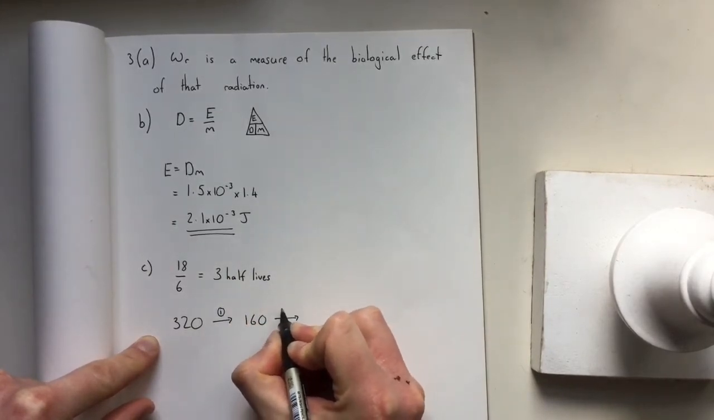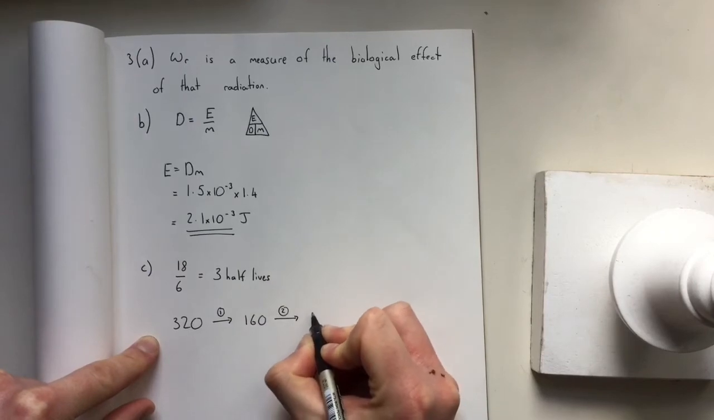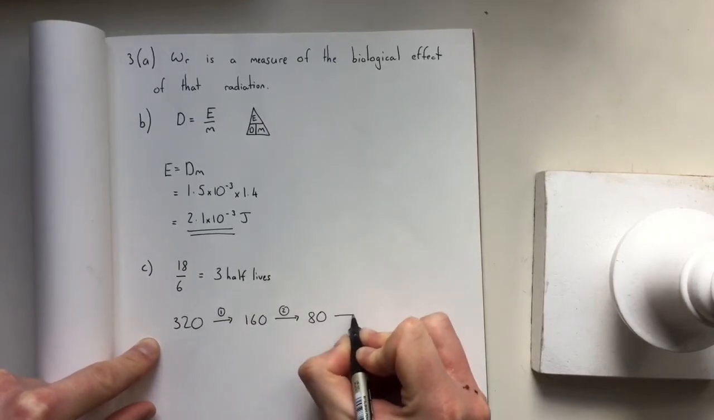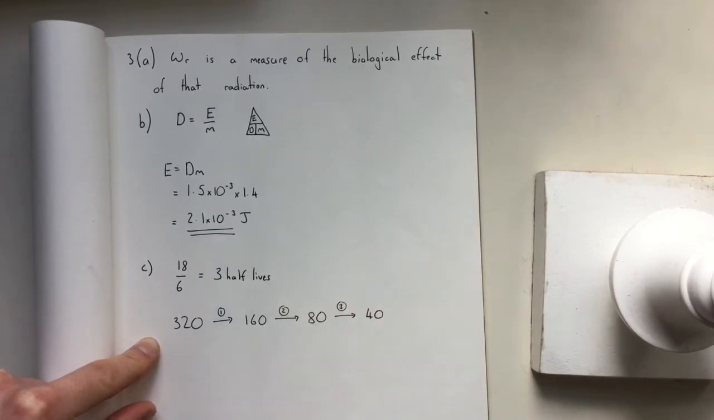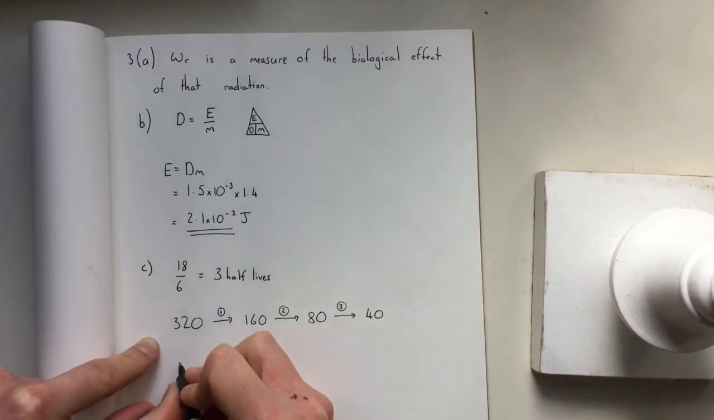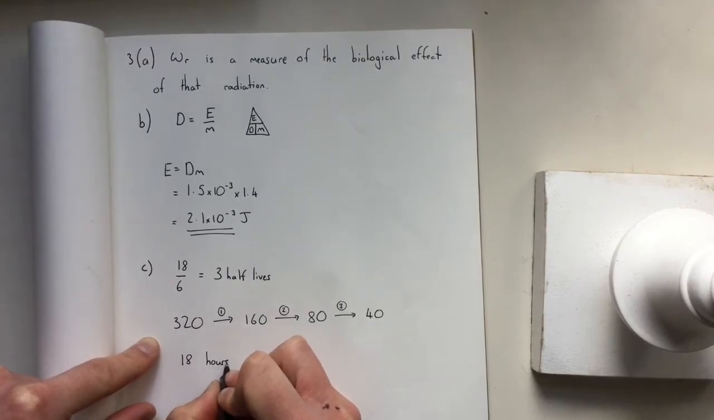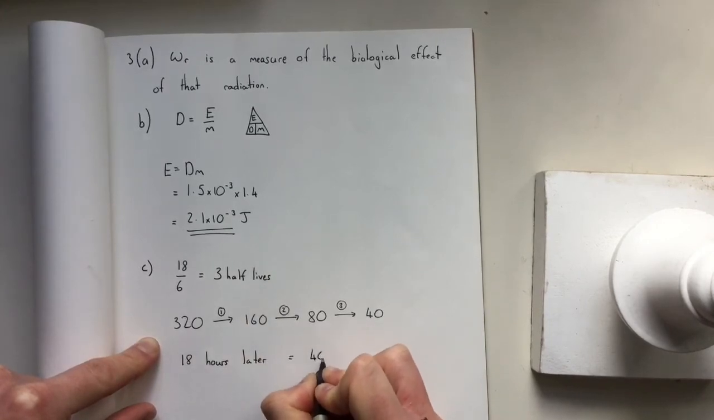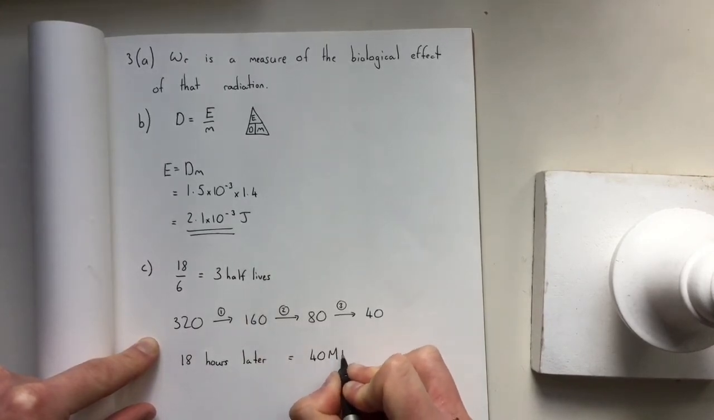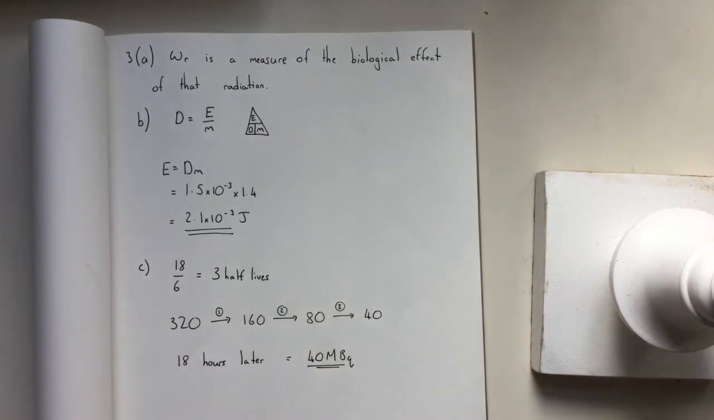Divide it by 2 again. That's the second half-life. We get 80. Divide that again. We get 40. So our answer will be 18 hours later equals 40, and remembering those units now, megabecquerels. All right, there we go. Perfect. Right, so that's the answers to question 3.